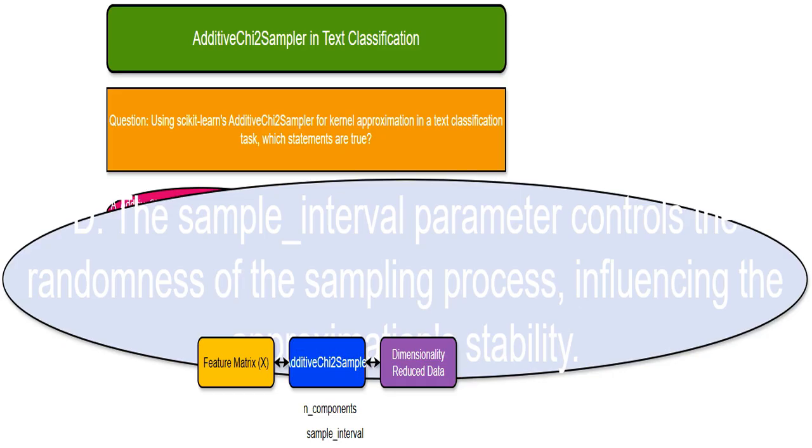This statement focuses on a key parameter of the AdditiveChi2Sampler. It explains how sample_interval directly impacts how randomly features get picked for approximation. This randomness influences the reliability of the results. Think of it as introducing a controlled level of unpredictability into the process.